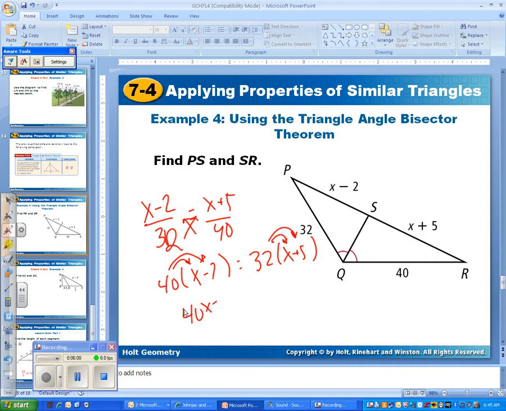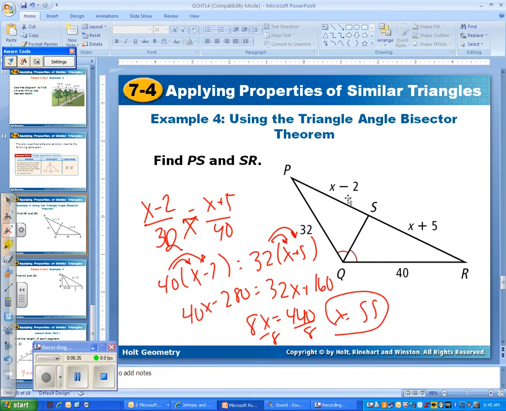Okay, so 40x minus 280 equals 32x plus 160. I'm going to subtract, and I'm going to get 8x. I'm going to add, and I'm going to get 440. And then I'm going to divide both sides by 8. And x equals 55. All right? Try this. If you set up your proportion like this, would you get the same results? Try that. See if I'm right. I'm going to say yes, you can.